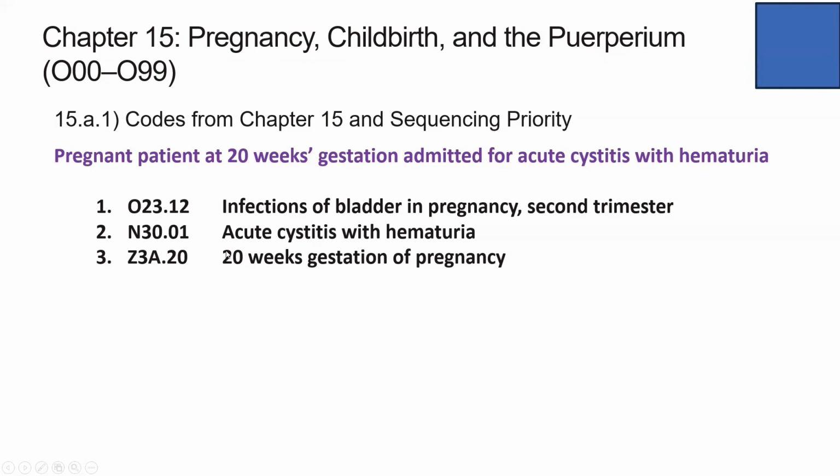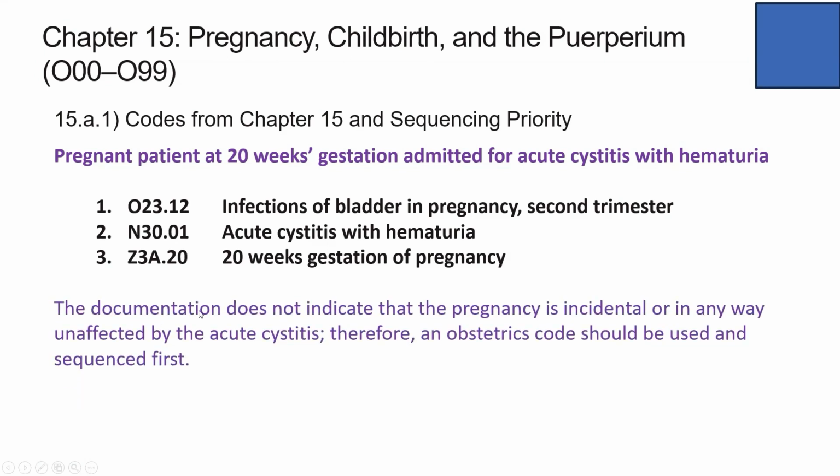Okay, so that is going to be one that you definitely can get. It's super easy to code. It's always going to be the Z3A point and then however many weeks they are. So as we go through our examples, you're going to know that when we see how many weeks gestation, we're going to code that with a Z3A point, however many weeks they are. Super easy. Memorize that and you'll always get it right.